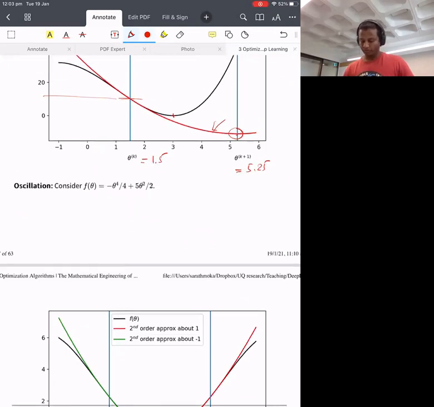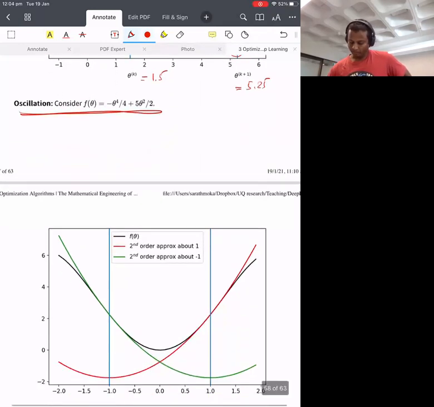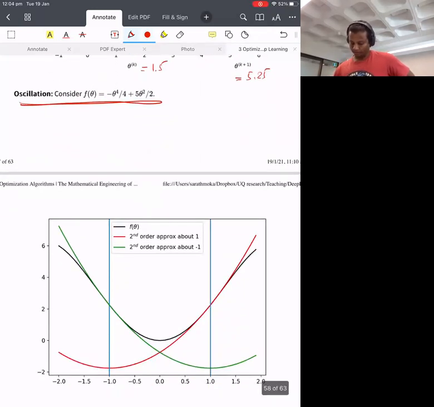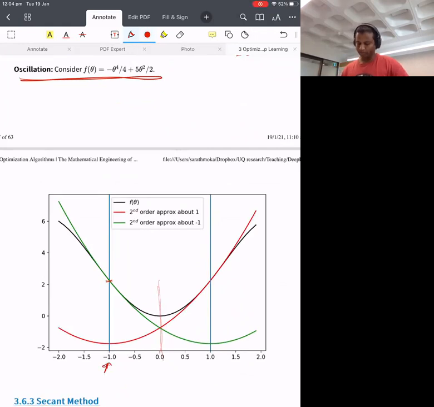Any questions so far? If not, let's look at the other issue with Newton's method, oscillation. Consider this function, which looks symmetric around its minimum value. What happens if you happen to be at a point, say in this case, -1?